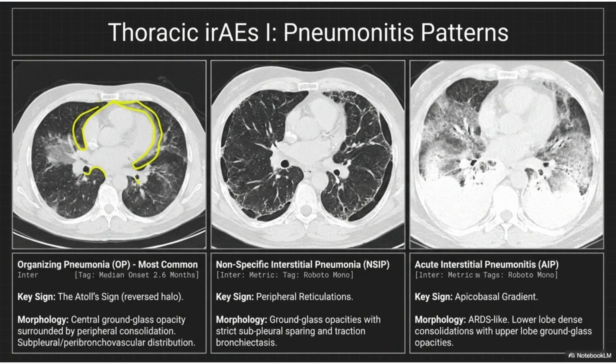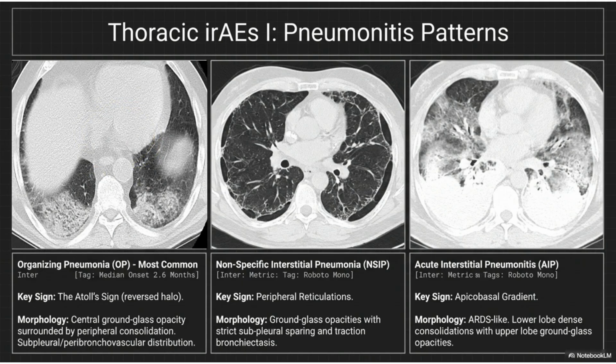Thoracic irAEs are common, with pneumonitis presenting in several patterns. Organizing pneumonia is the most common, characterized by the atoll sign. Other forms include nonspecific interstitial pneumonia, with peripheral reticulations, and acute interstitial pneumonitis, which shows an apicobasal gradient.